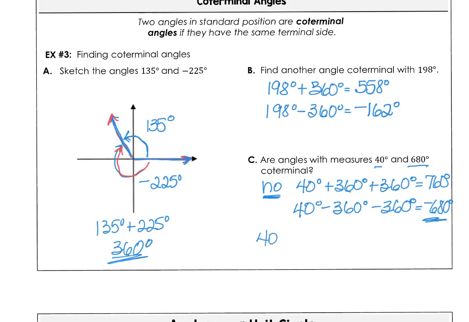So another way to think about it, 40 degrees is in quadrant 1, and 680 degrees is going to be in quadrant 3. So they are not coterminal angles.